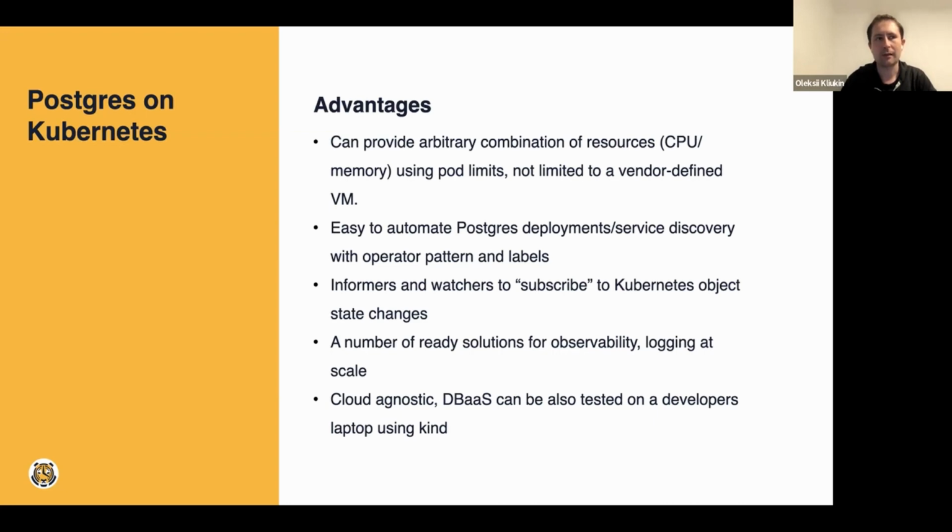And that provides flexibility to the user. And in Kubernetes, one can define pod limits and requests to support this slicing of underlying virtual machines, underlying hosts into multiple pods. Kubernetes makes it easy to automate deploying applications because of the operator pattern and because it provides a way to watch existing Kubernetes objects.